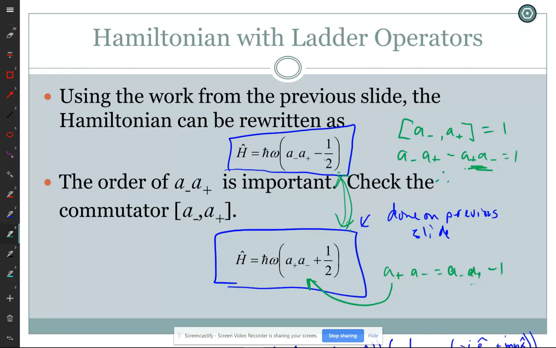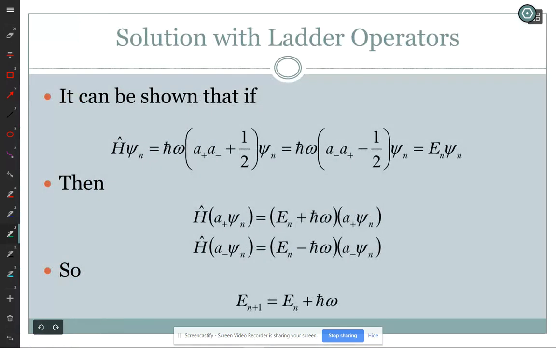that we can write the Hamiltonian in terms of these two operators that were proposed. And these two operators, remember, are complex conjugates of each other. That is, a minus is equal to a plus star. That's also going to be important here in a minute.